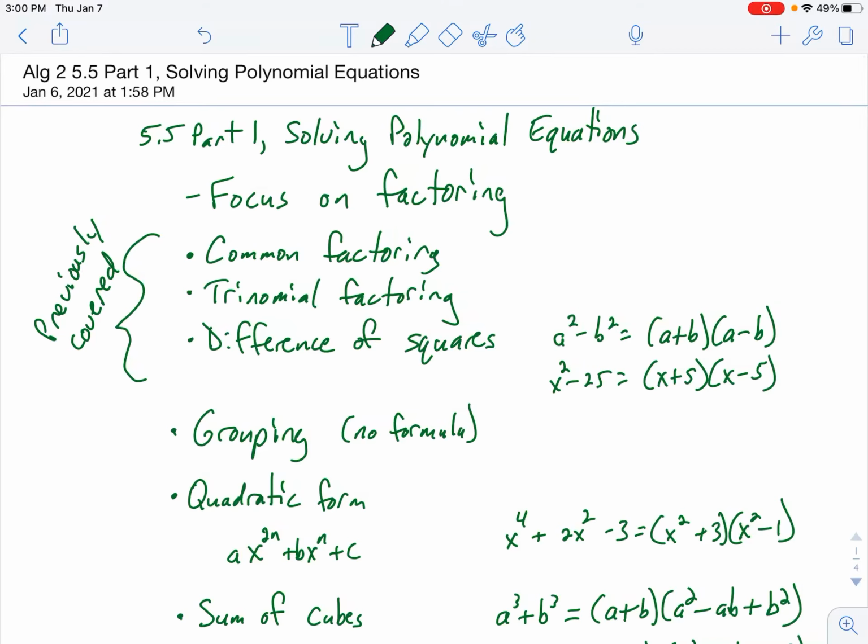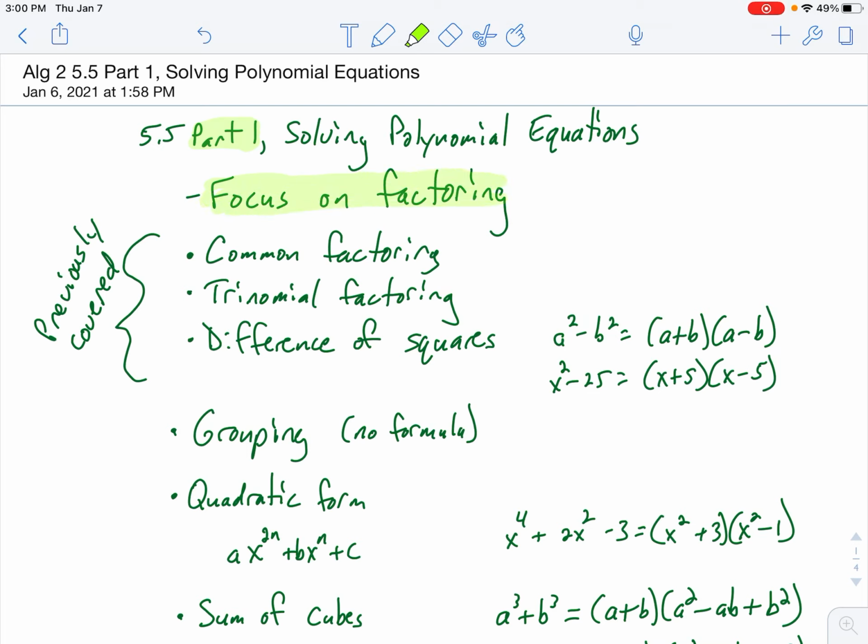Okay, everyone, we are moving on to lesson 5.5. The topic is solving polynomial equations. Now, this is going to be split into two parts, part one today, of course, because to solve the equations, we need to focus on factoring.